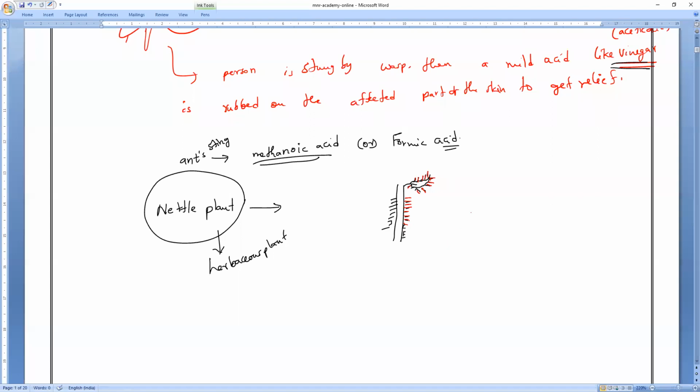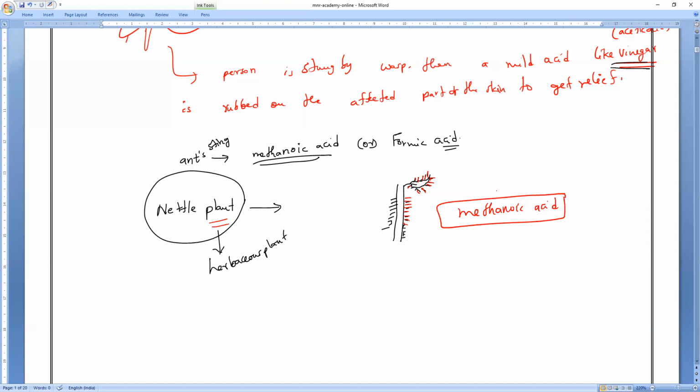As soon as, accidentally or intentionally, a person touches the leaves of the nettle plant, all of you remember, it will immediately release methanoic acid into the person's body. Do you all understand, everybody? All of you? So immediately it releases the methanoic acid.